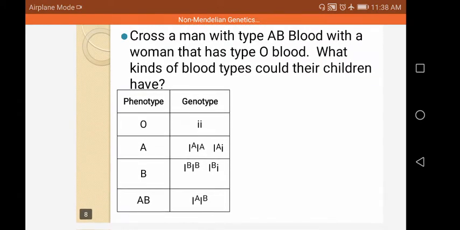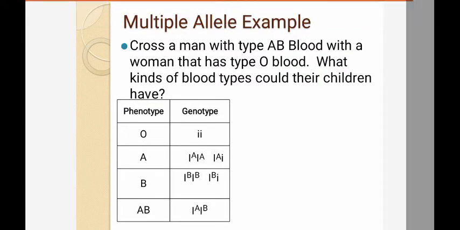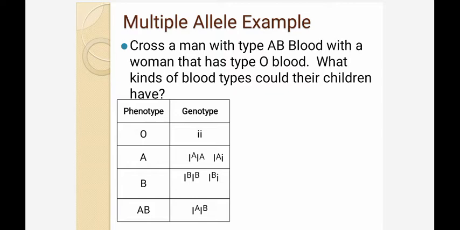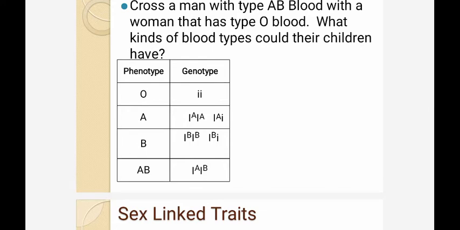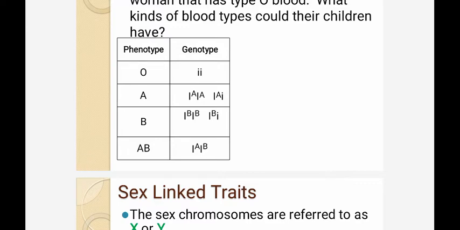For example, a man with type AB blood group and a woman with O: what kind of blood types could their children have? Any type is possible: O, A, B, or AB. For phenotype O, the genotype is ii. For A, IA IA or IA i. For B, IB IB or IB i. For AB, IA IB.